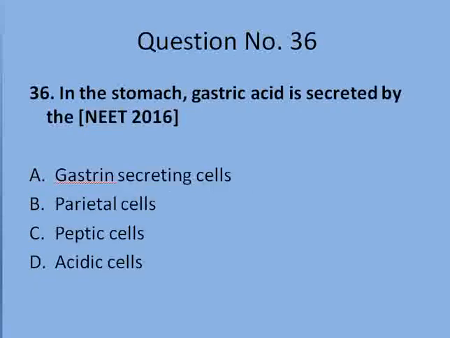Question number 36, which is a simple one and which was asked in the NEET examination during 2016. The question is: in the stomach, gastric acid is secreted by the gastrin secreting cells, parietal cells, peptic cells, or acidic cells. So the correct option for this one is the parietal cells, which are responsible for the secretion.